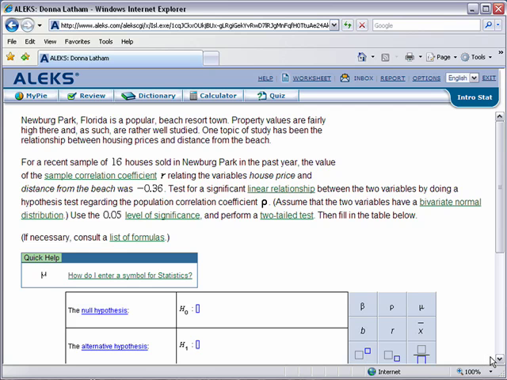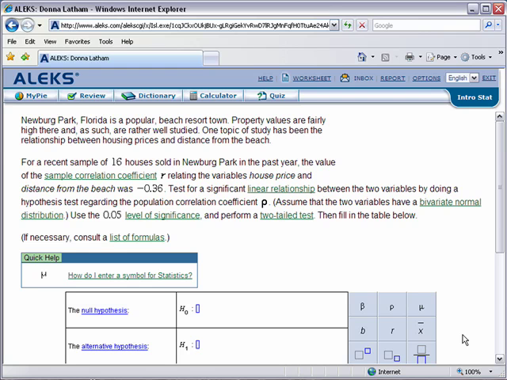and the slope of the least squares regression line. So we have a problem here with Newburgh Park, Florida. It's a popular beach resort town, and property values are fairly high there, and as such are rather well studied. One topic of study has been the relationship between the housing prices and distance from the beach. For a recent sample of 16 houses sold in Newburgh Park in the past year, the value of the sample correlation coefficient r relating the variable house price and distance from the beach was negative 0.36.